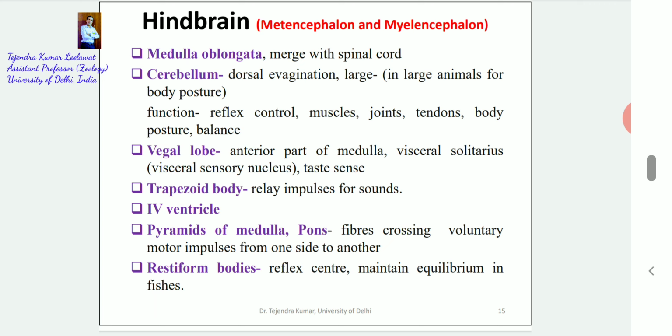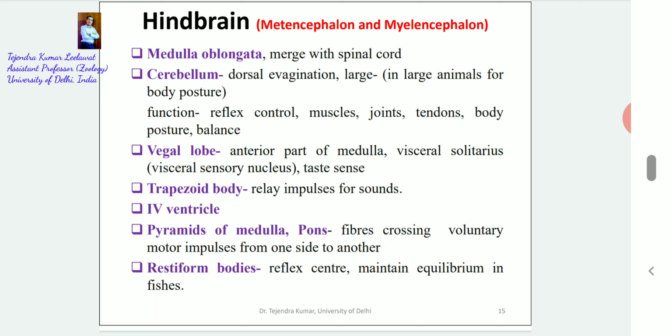Next are the pyramids of the medulla and pons. These portions are also present there, as I mentioned in the earlier diagram. These portions are present just near the brain stem. They have fibers which cross the voluntary motor impulses from one side to the other, and that's why their process is faster.